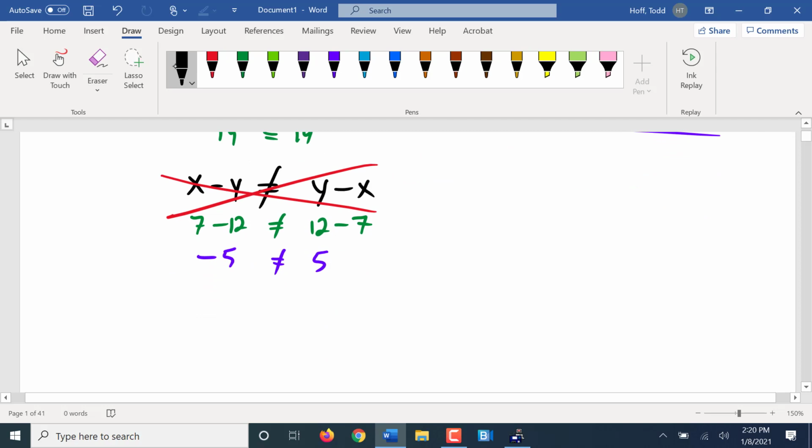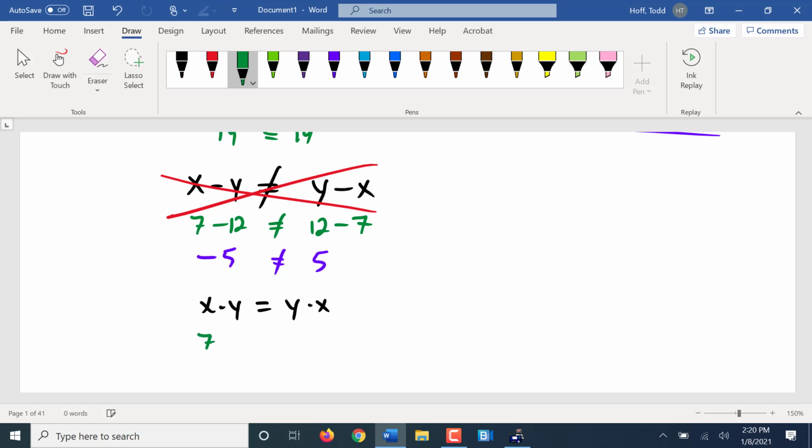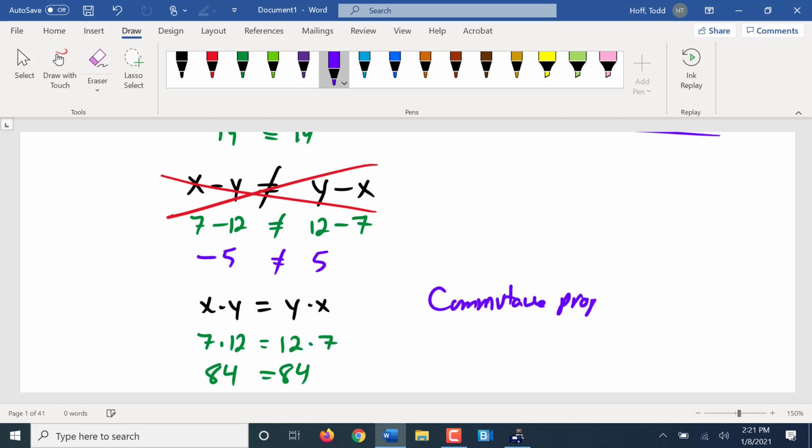How about for multiplication? Does x times y equal y times x? Yeah, if I put in 7 for x and 12 for y, what's 7 times 12? 84, right? How about 12 times 7? 84. So yes, that is true. That's called the commutative property for multiplication.